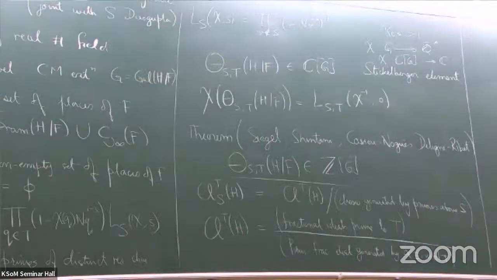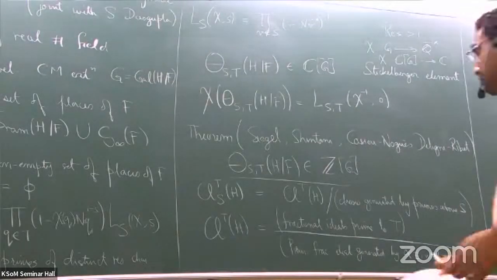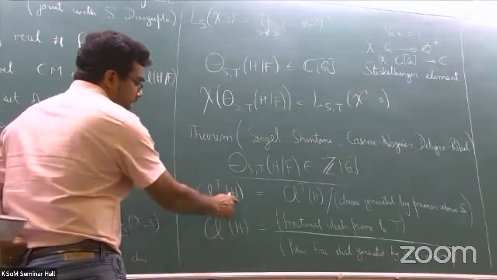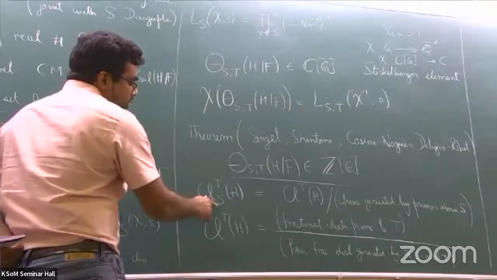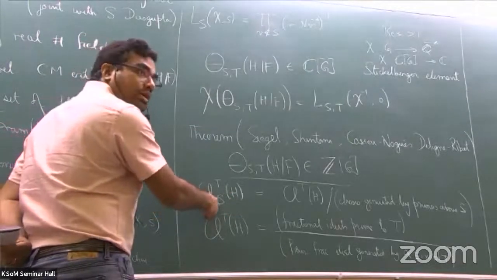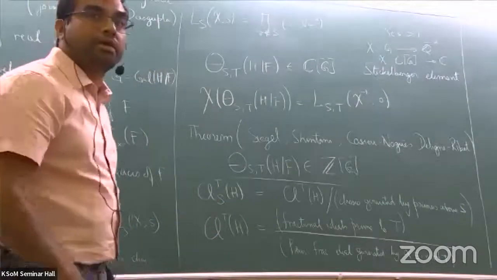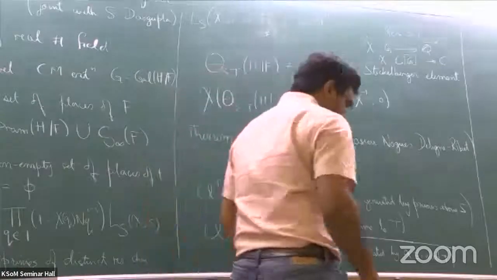So if you would like to think in terms of Galois extension, then this is the maximal abelian extension of H in which all primes above S split completely, and all primes in T are at most tamely ramified. And everything else is unramified.